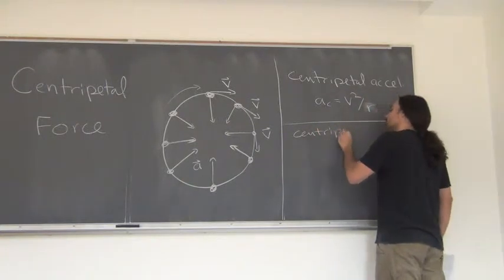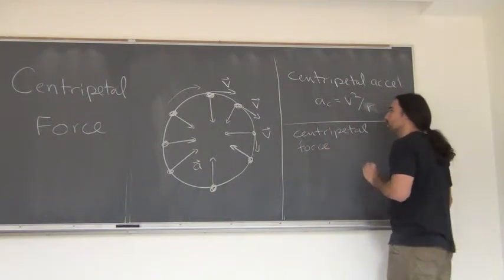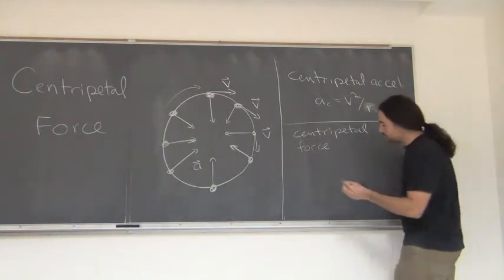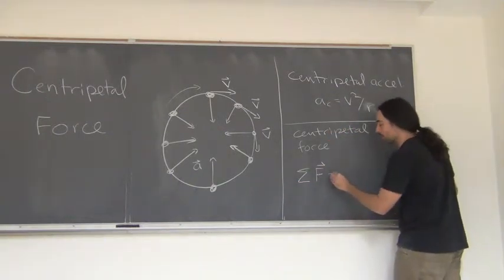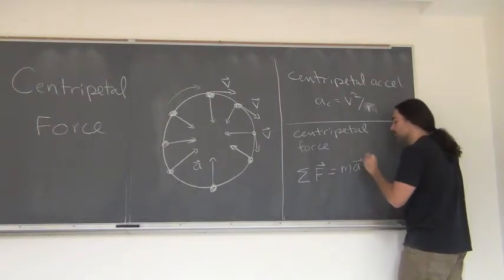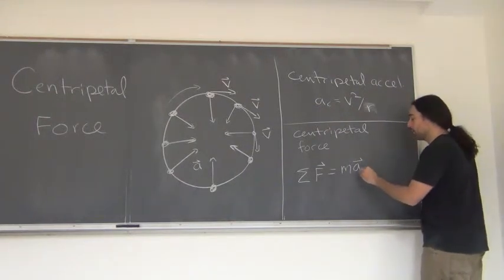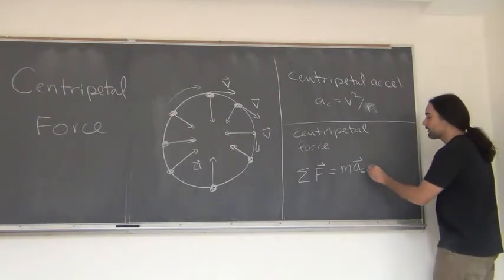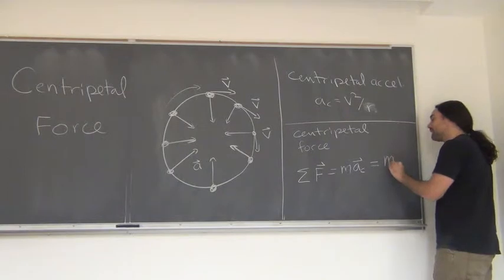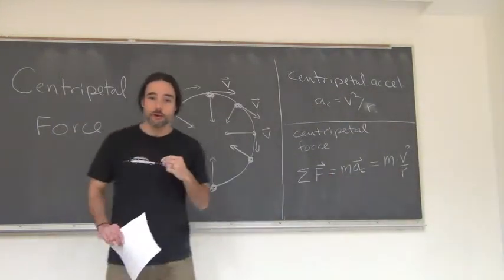And we call that force the centripetal force. We know that if I sum up all of the forces on an object, I must get the mass times the acceleration. Since this is moving in a circle, this has to be the centripetal acceleration. Therefore, the centripetal force has to be equal to the mass times v squared divided by r, since the centripetal acceleration is equal to v squared divided by r.